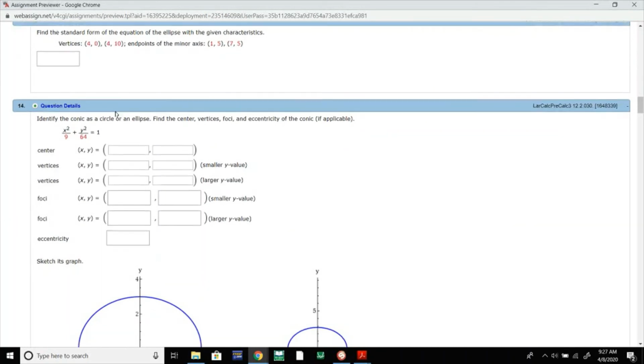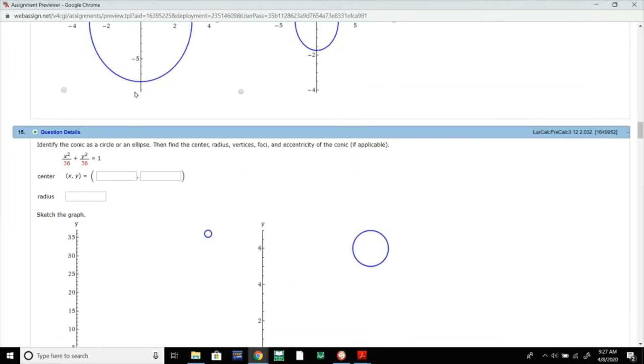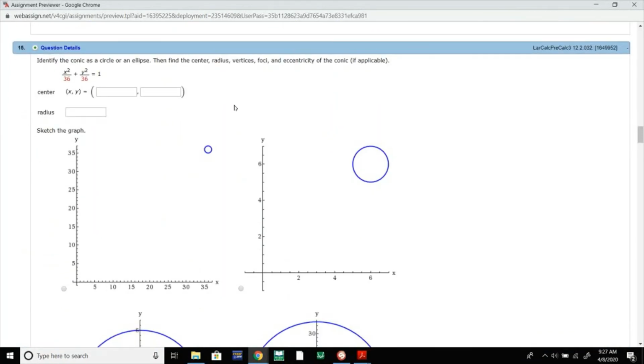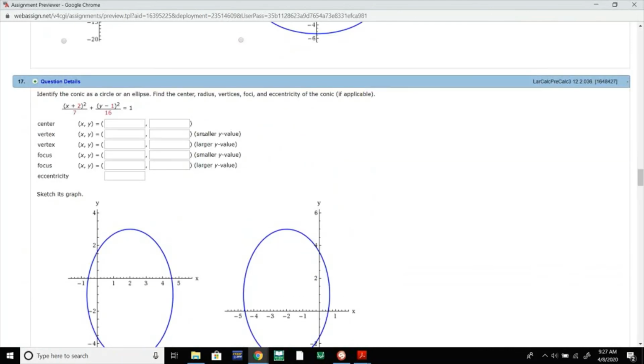Some of these, they say identify the conic as a circle and an ellipse, but then they ask for all of this, so you know right away it's pretty much an ellipse. If it's a circle, they're going to just say what's the center and radius. So graphs are multiple choice on those. The two vertices, make sure you're putting them in the right answer. Smaller y value, larger y value.